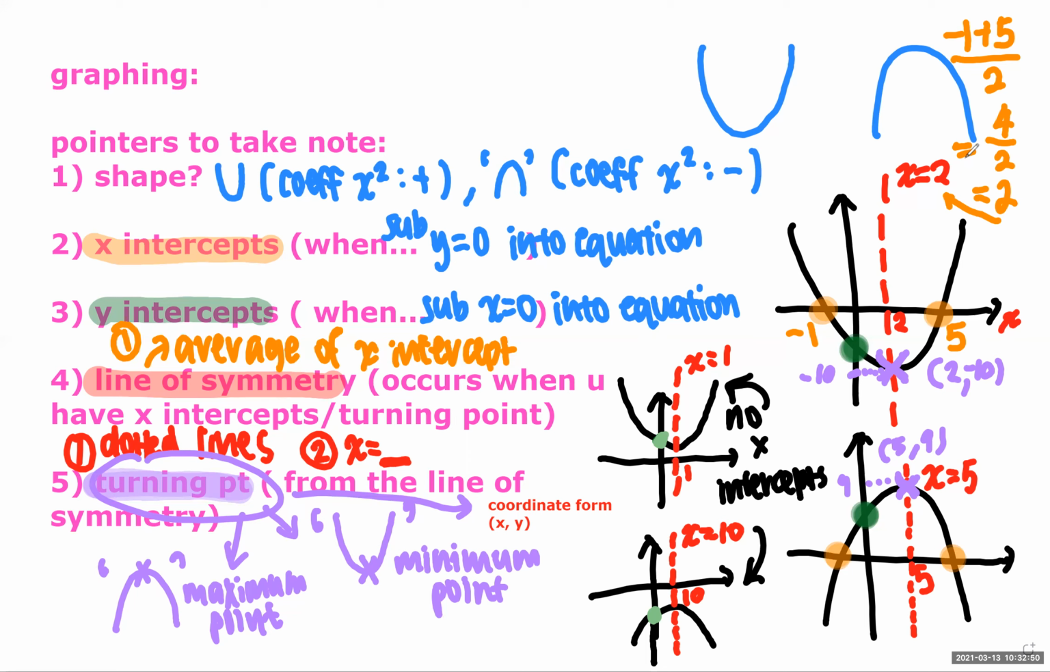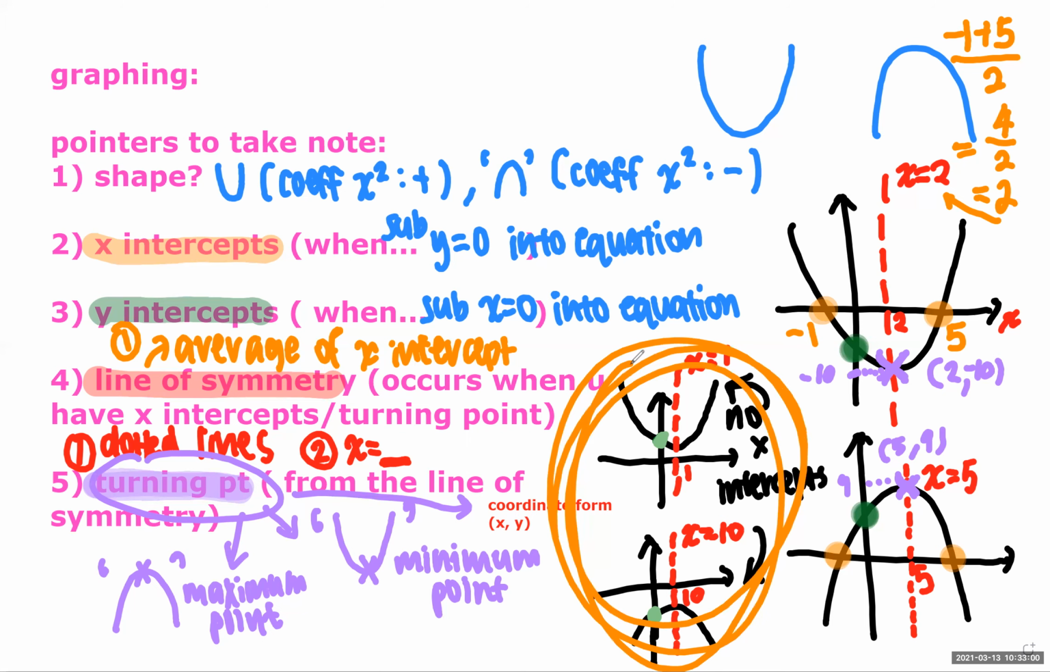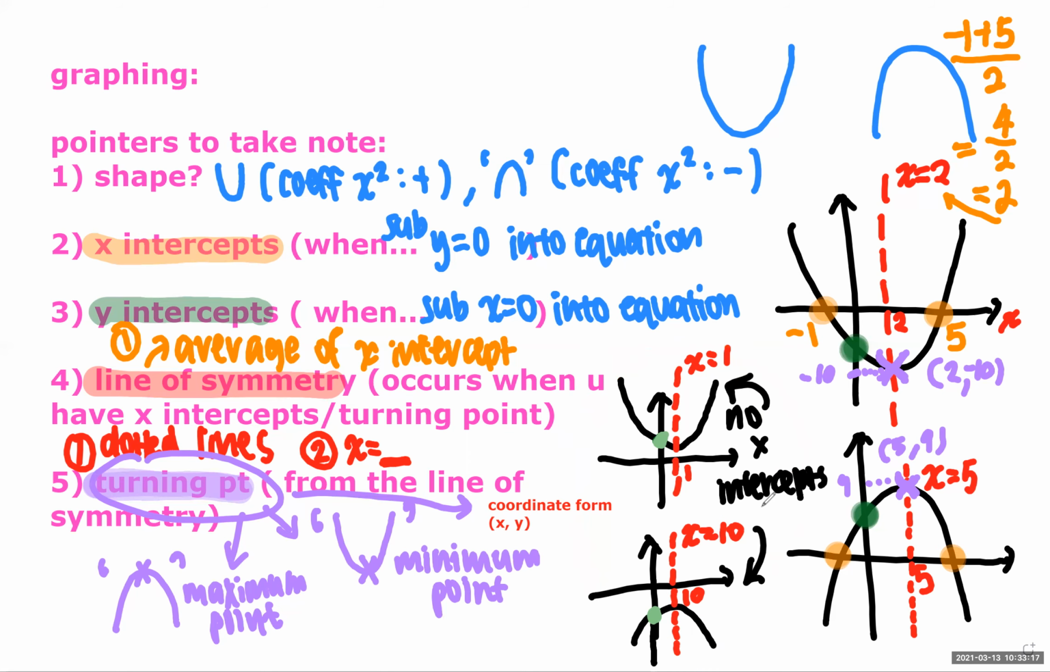Now, there is a second way. The second way to find the line of symmetry is, guys, do you notice this one here has no x-intercept? A lot of students tell me, Miss Lin, I don't have x-intercept, I cannot find my line of symmetry because there is no x-intercept. You need to teach me that line of symmetry has to come from the x-intercept. No. It doesn't always come from the x-intercept because there is another way. The line of symmetry can come from, number 2, the turning point.